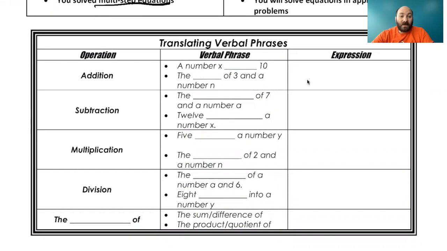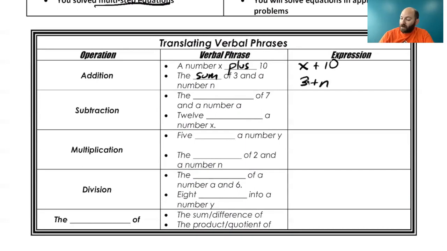So for example, for addition, we can say a couple things. We can say a number x plus 10. Plus is an addition word. Or we can say the sum of 3 and a number n. So a number x plus 10 would look like x plus 10. The sum of 3 and a number n would just be 3 plus n.